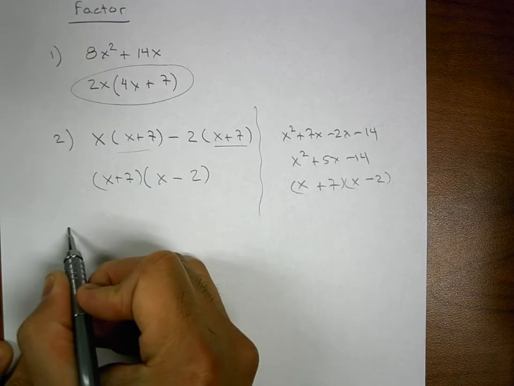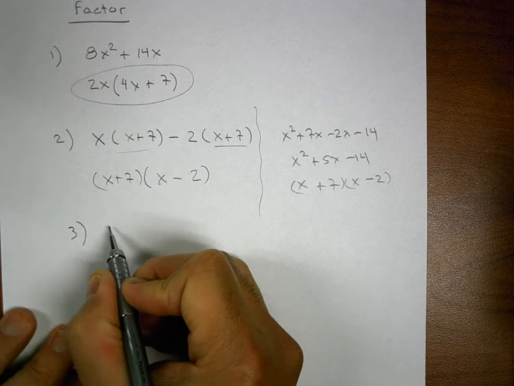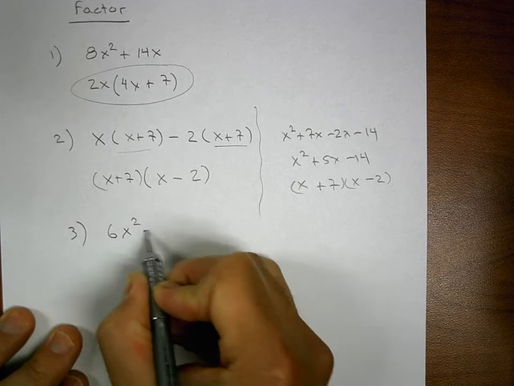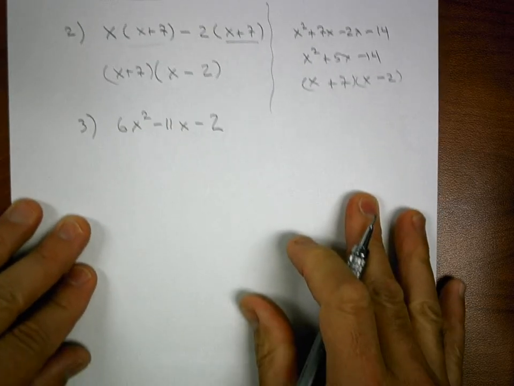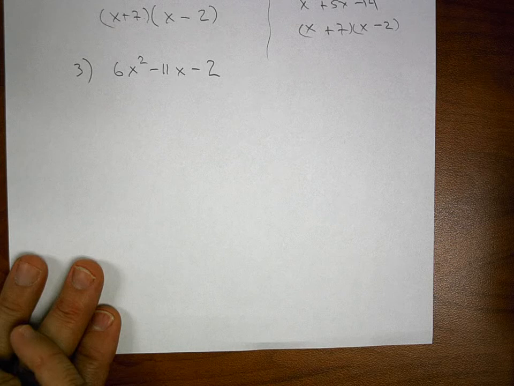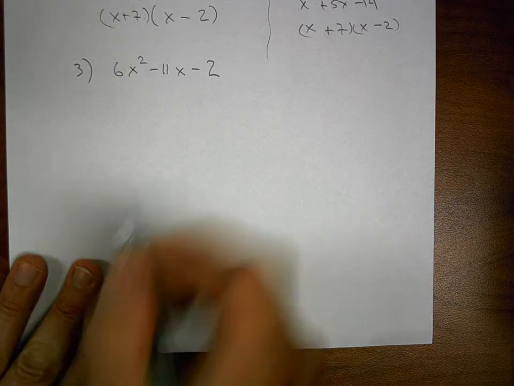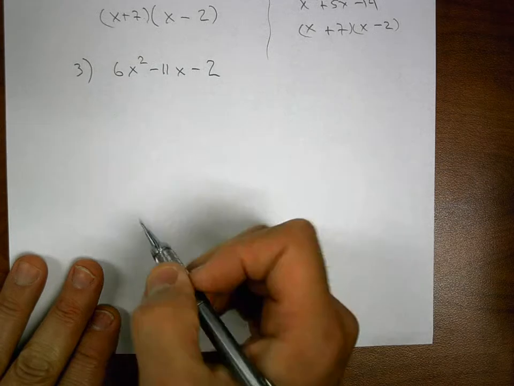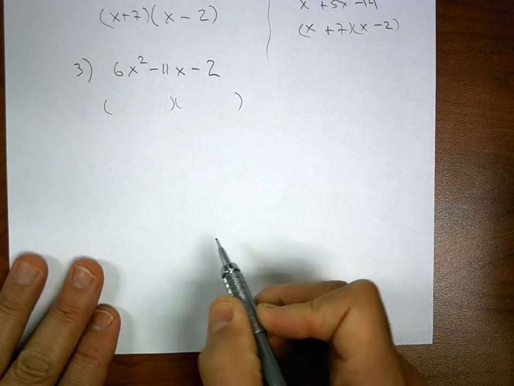Number 3. Just the basics of the way I factor: 6x squared minus 11x minus 2. We want to factor. Are there any GCFs to all 3 terms? No. So let's attempt to do our guess and check, our factor.